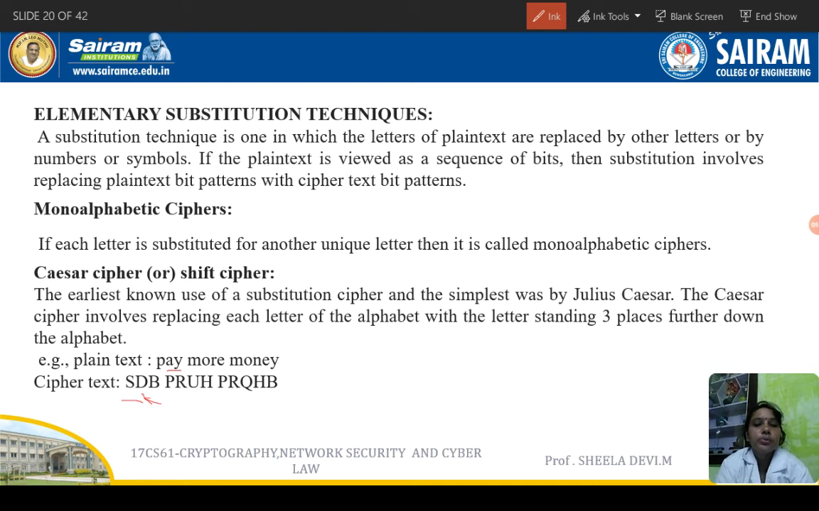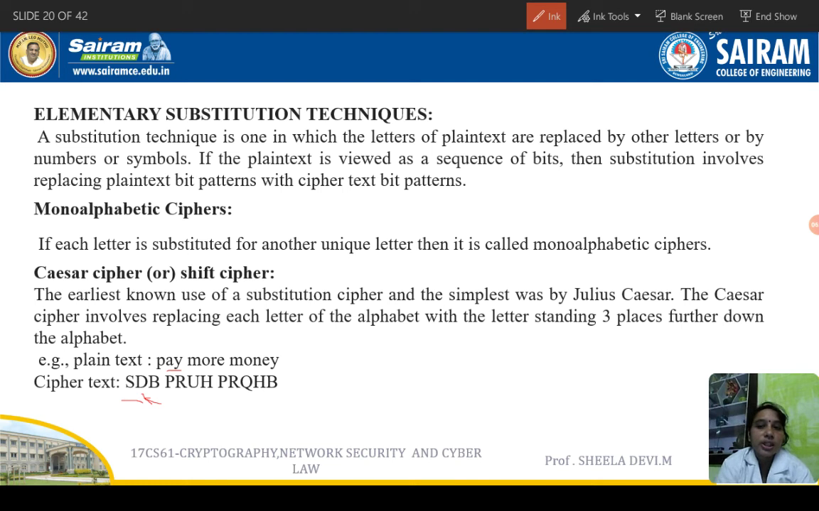Take a key value, and here I have converted the plain text to the ciphertext. See, the plain text is PAY, and the corresponding ciphertext is SDB. So the SDB will move through the network and reach the receiver. How is the receiver going to decrypt the ciphertext into the plain text? He should know the key value, that is 3. Before starting, they have to agree upon this key value, that is 3.